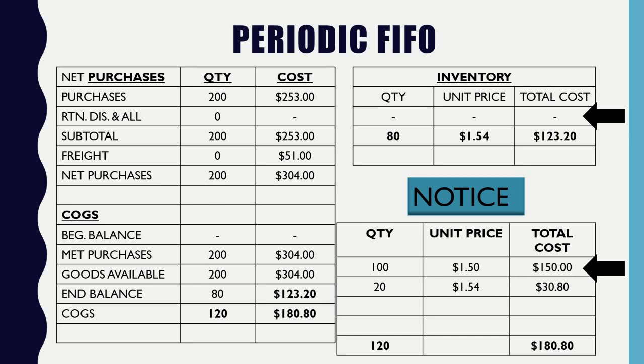Okay, so any other questions in regards to understanding FIFO? We had 2 batches of inventory. We start with the very first batch to get rid of it, and then we dip into the next one if we sold more than what we had originally.